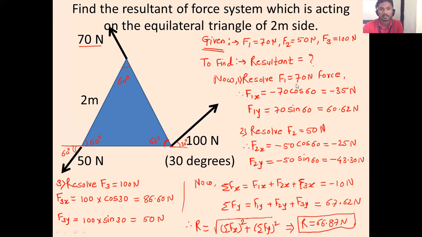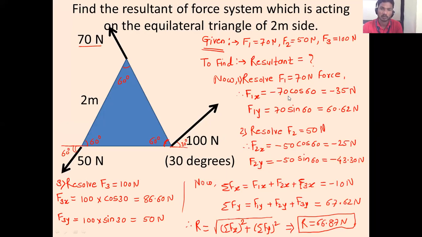How did we find it for the 70 Newton force? What is the angle made by that 70 Newton force with the x-axis? 60 degree. In which quadrant does this force lie, or where does the line of action of the force go? Second quadrant. What are the signs of x component and y component in the second quadrant? X component negative, Y component positive. Very good.